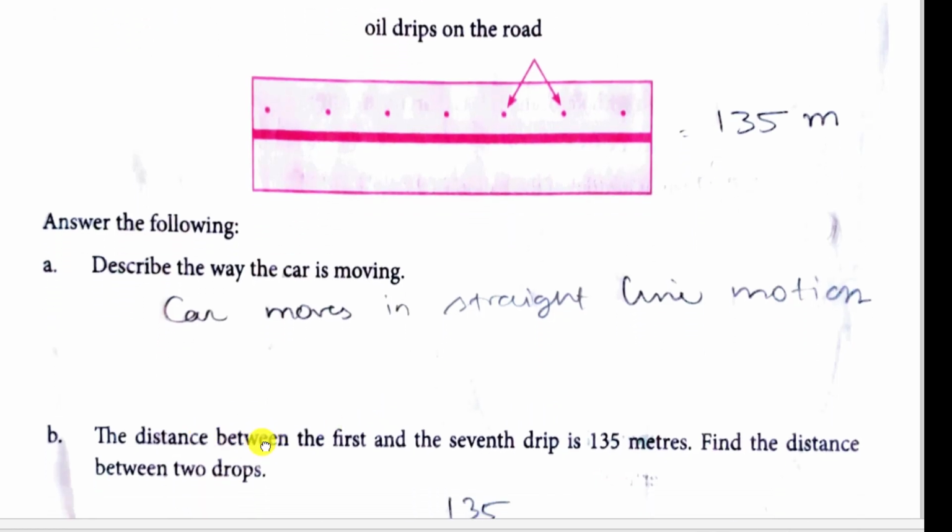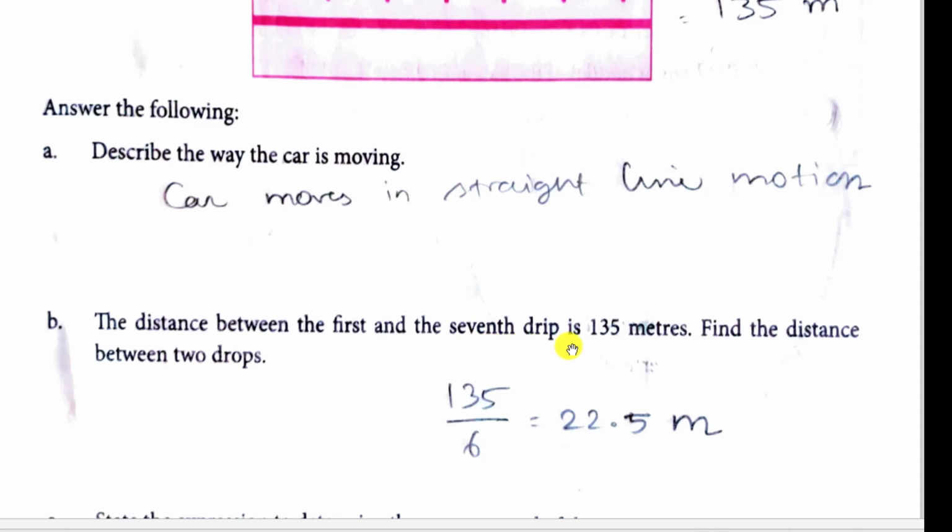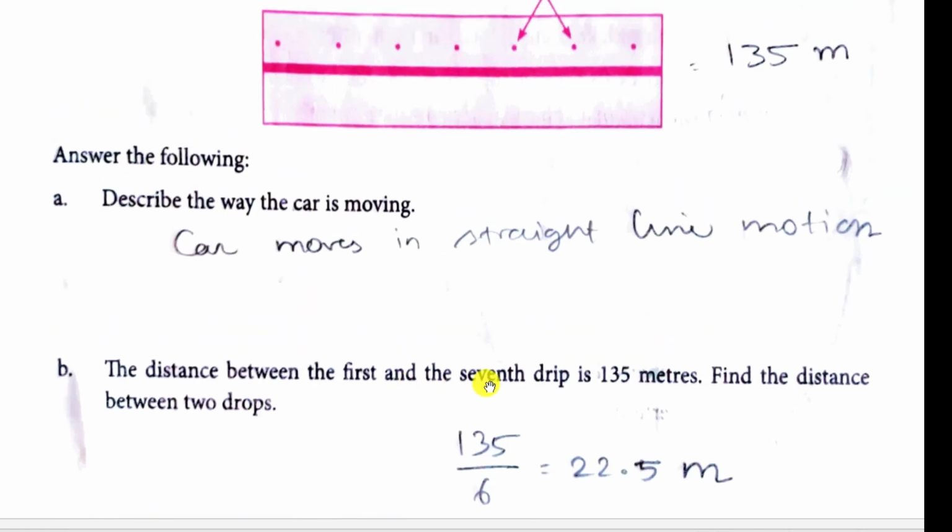The distance between the first and the seventh drop is 135 meter. Find the distance between two drops. The distance between the first and the seventh drop, then how many durations will be in between? Then 1, 2, 3, 4, 5, 6. 6 durations will be there. The total distance is 135. Then there are 6 intervals. Divide these two numbers and then you will get 22.5 meter. This will be the answer.